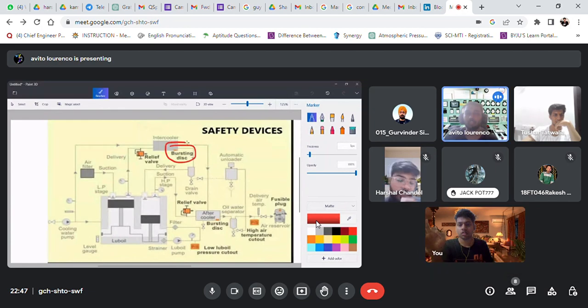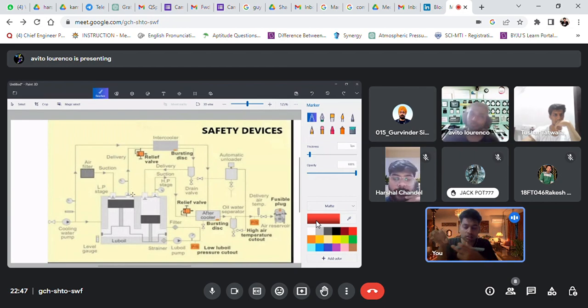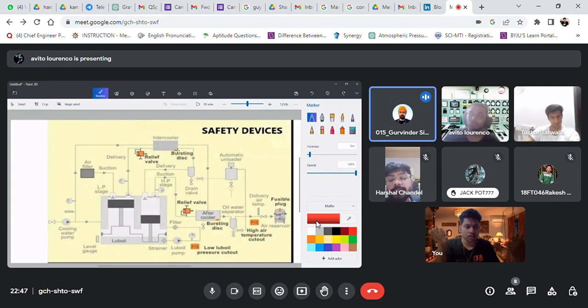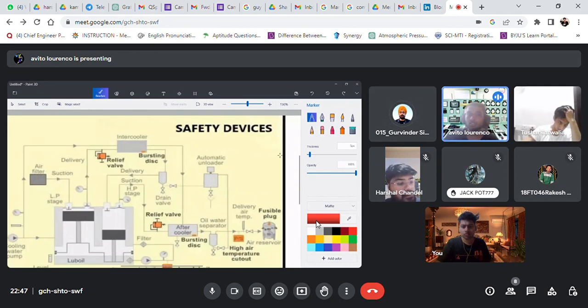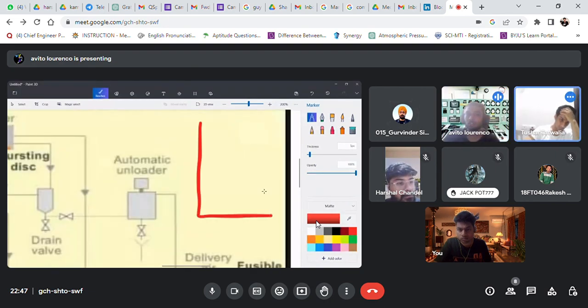Now we have completed the intercooler, and the bursting disk. Gurvinder said that the bursting disk works when the leakage only happens, or with excess pressure. So the main thing is, assume this. What is there in the intercooler? I'll draw the intercooler with blue.